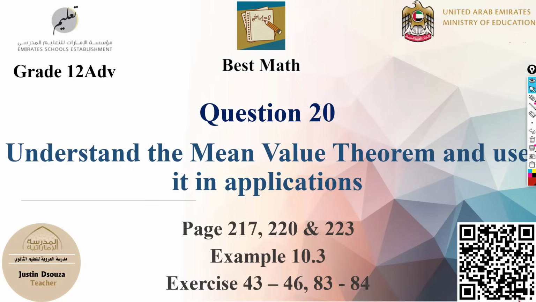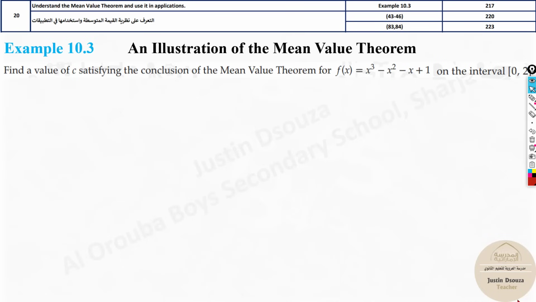But if you want to solve the mean value theorem, it's pretty easy. You don't need to go in detail. If you just know a few things, that's more than enough. Now then, we will solve it over here. Here they have told us to apply the mean value theorem. We need to find a value c that satisfies the conclusion of the mean value theorem for this particular function on the interval 0 to 2. Now we will solve this problem.